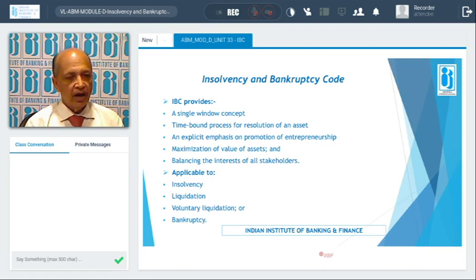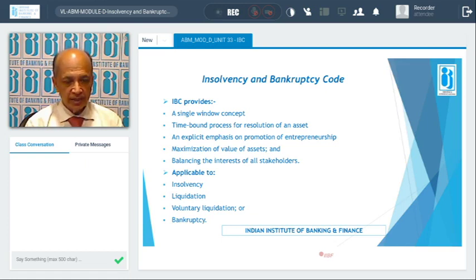Another provision of this act is the maximization of the value of the asset. Perhaps you must be reading in the media that many units are under insolvency or liquidation, and the open bid is being raised, with people participating in the bid, thereby the value of the asset is getting increased. So that is why it is the maximization of the value of the asset. By doing this, it is balancing the interest of all the stakeholders.